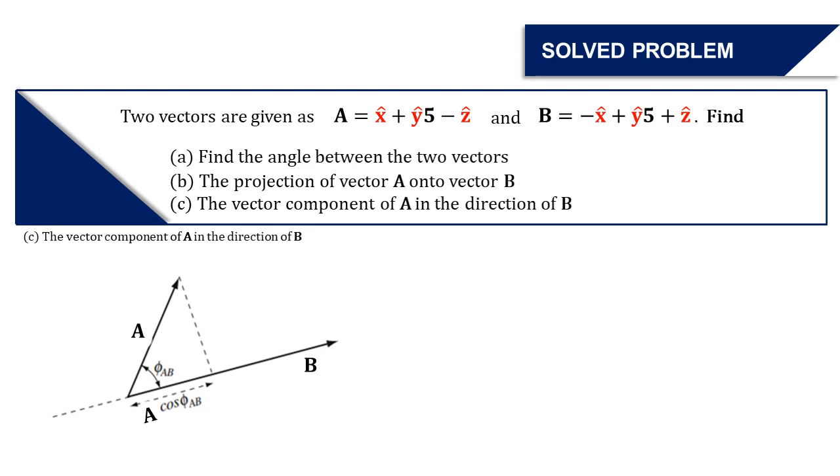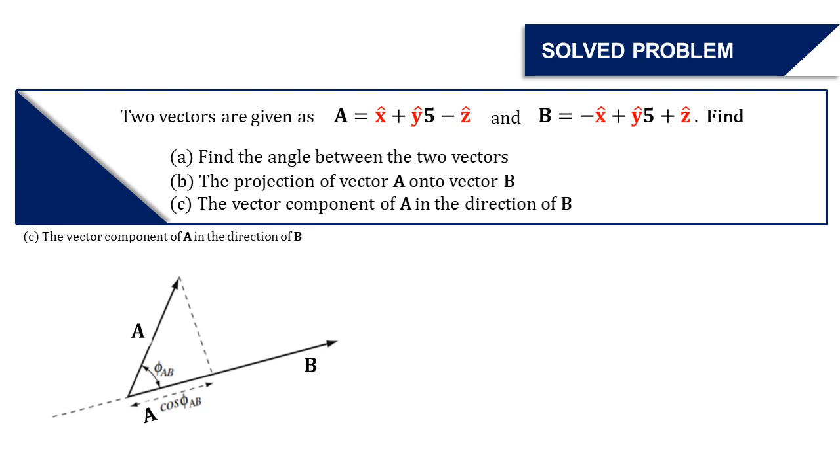We are required to find the vector component of A in the direction of B. So ibig sabihin, the vector component naman, ang sagot dito should be in vector. Nahanap natin yung vector component na A na nakalapat dun sa direction of B. In other words, yung nasolve natin kaninang projection, which is a magnitude, okay, or scalar quantity, kailangan maging vector. So we will multiply it doon sa direction, right?